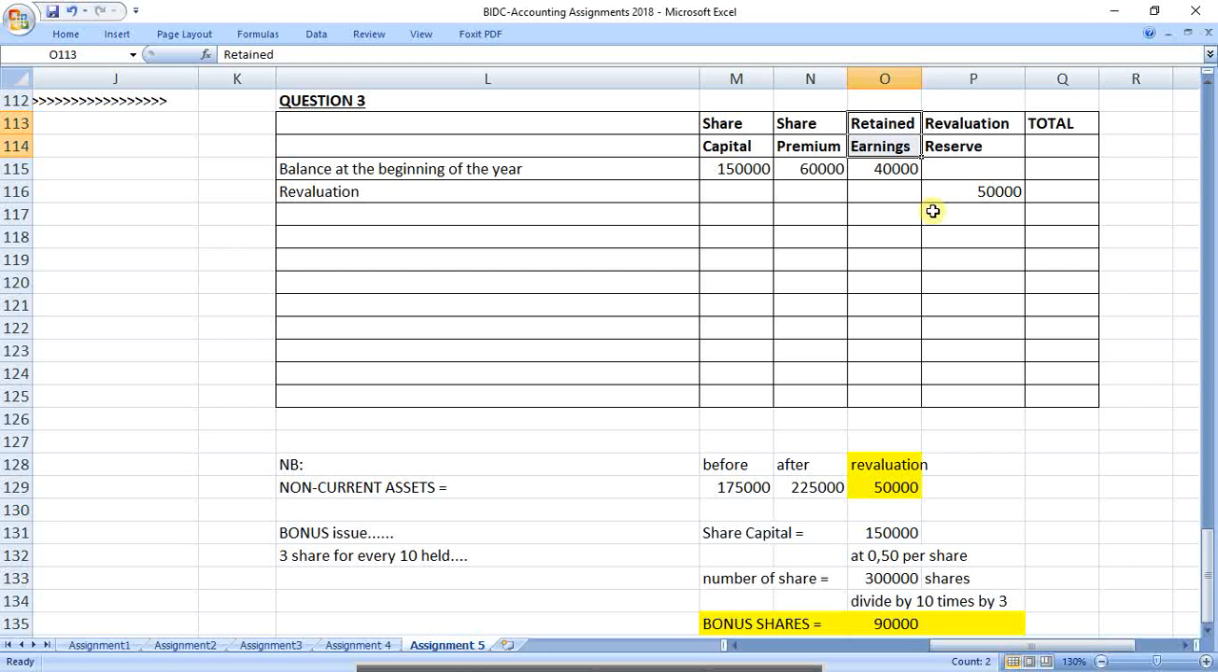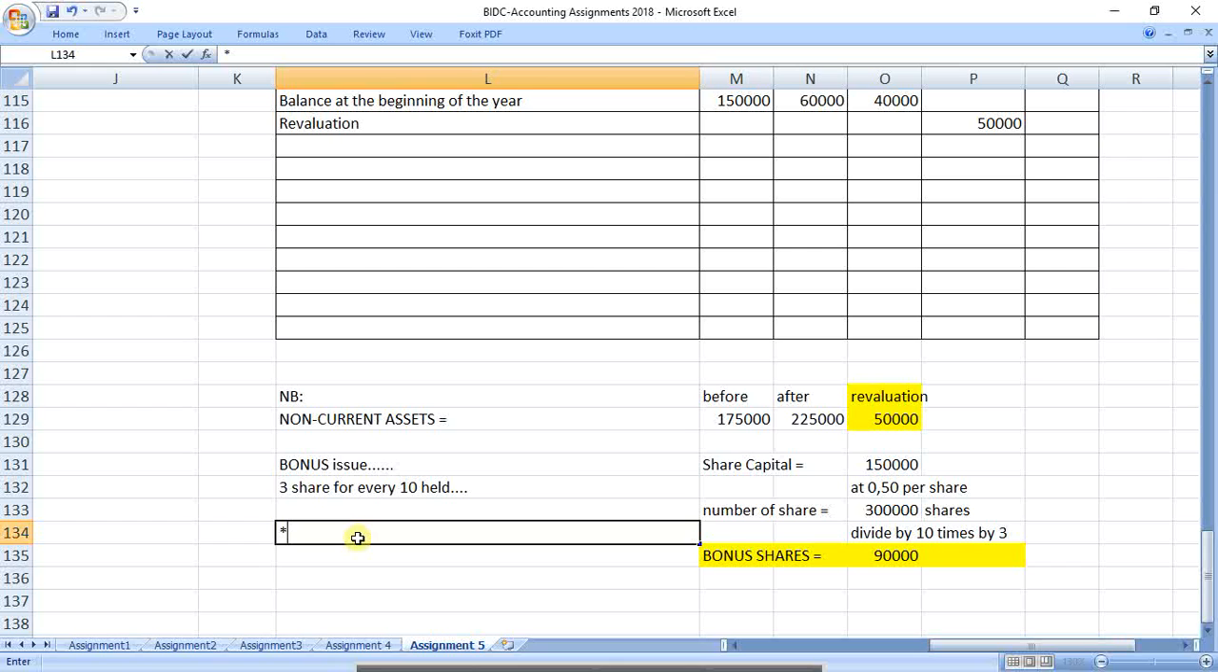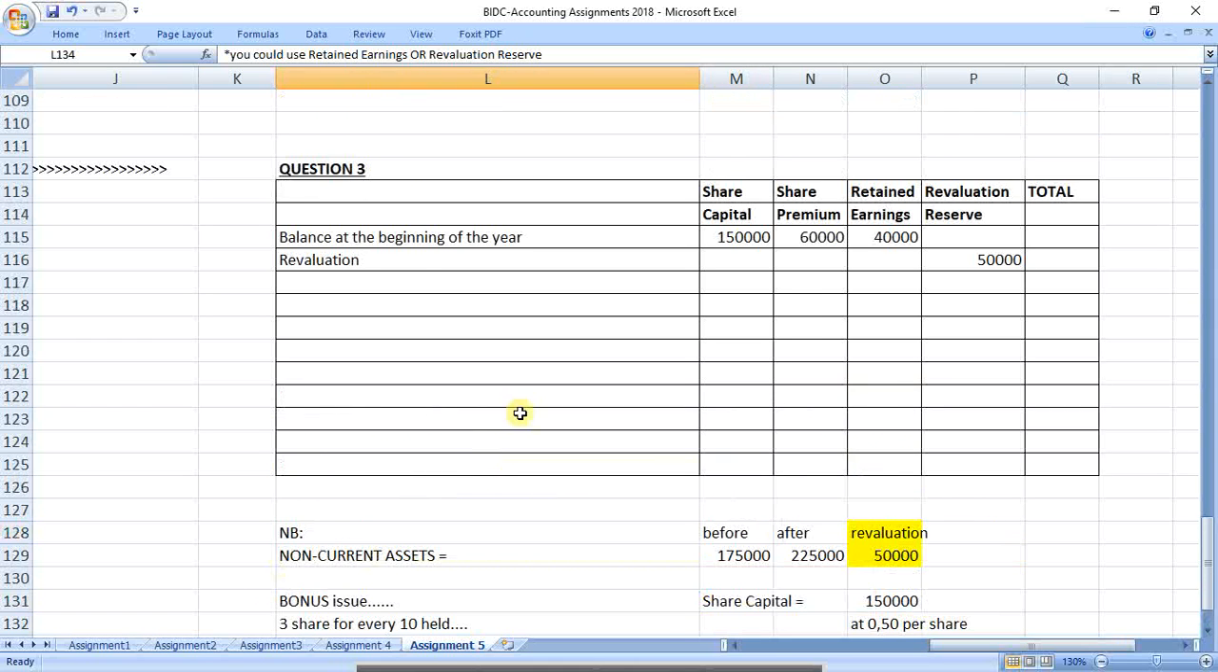Okay, because here they debited, see, debit reserve account, credit the share account. See, reserve account. So that was the revaluation reserve. But you see, it's the revaluation reserve, or you could debit the retained earnings. So just an asterisk here. You could use retained earnings or the revaluation reserve. Okay, because they've said debit reserve here, I think let's use the reserve rather than the retained earnings. But you could have used either or. The net effect would have been the same.